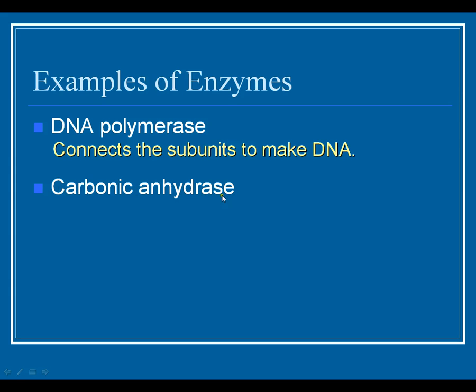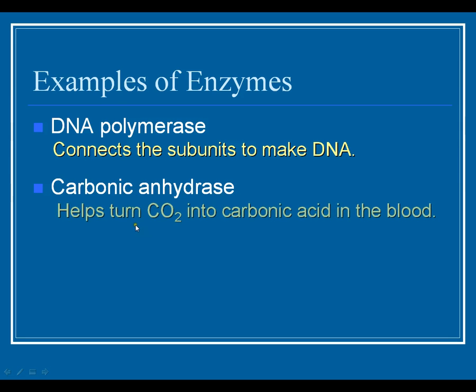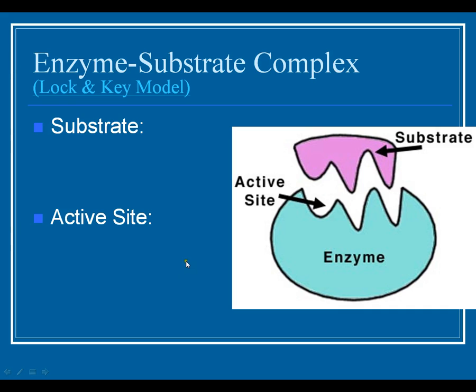Carbonic anhydrase, again ASE, we know that this is an enzyme, and this one helps turn CO2 into carbonic acid in the blood. Now, CO2 would make our blood very acidic, and so by turning the CO2 into carbonic acid, it enables our body to deal with this. So, very helpful. Alright, there's a couple of models of enzymes.